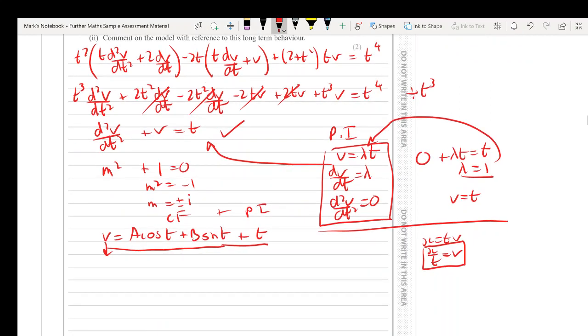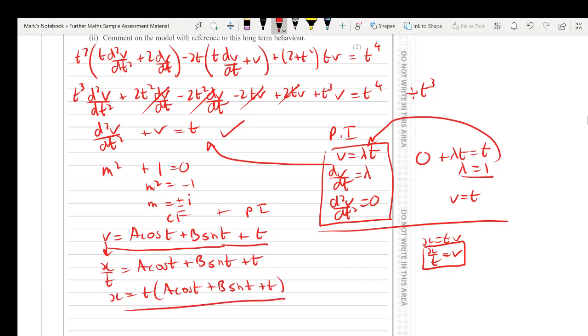So you get x over t equals a cos t plus b sin t plus t, and then you multiply it by t. So it's x equals t times (a cos t plus b sin t plus t). That's your general solution.